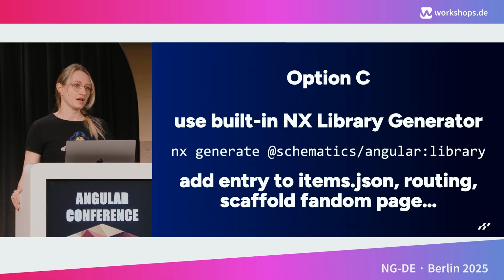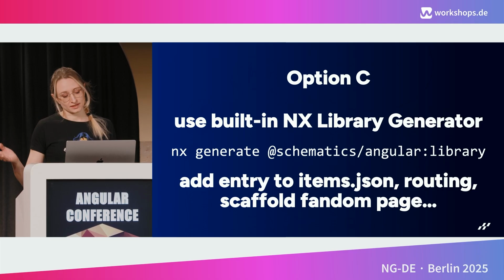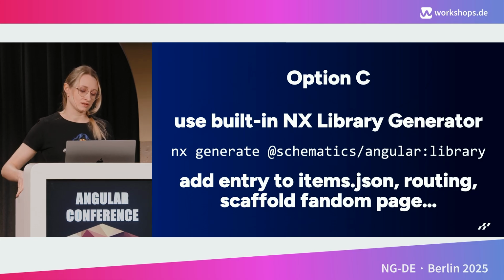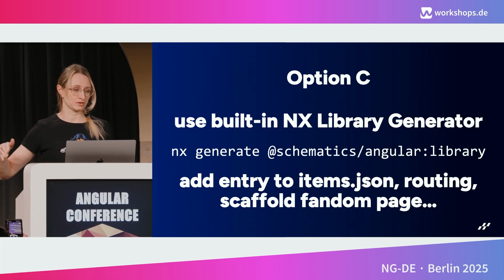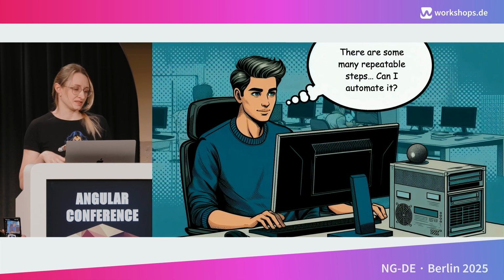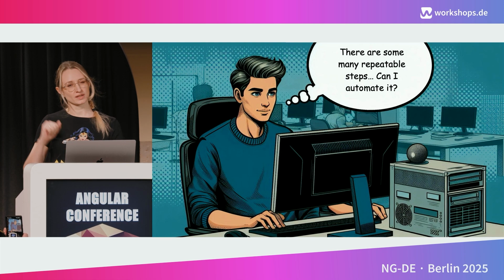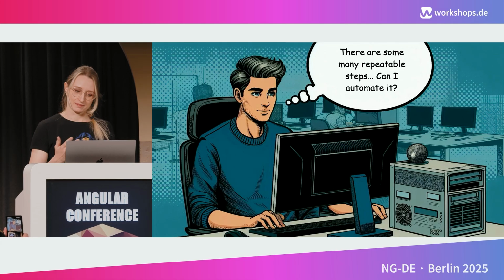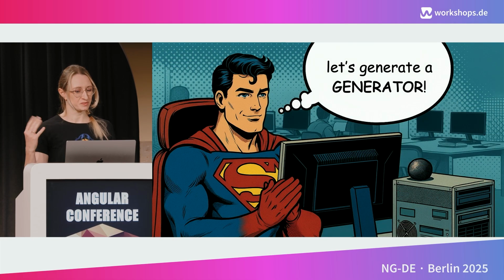Option C. I could use this built-in Nx library generator. So I just run the command nx generate, or I can use the UI. And then I would have to add the additional configuration, like add this entry to items.json, add the routing, scaffold the fandom page. Yeah, this would work. But if we add more and more of this, there is a lot of repeatable work. So our developer sits there and he thinks, how can I make this process better? But because our developer is in fact a super developer, he knows that he can generate a generator.